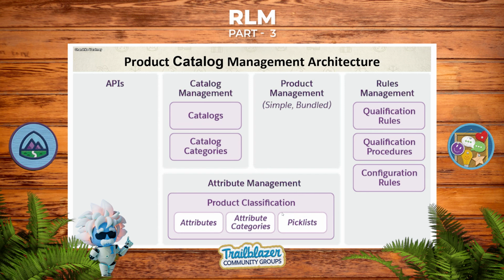And after that we come to the rules management. Using these rules, we can define the customers' eligibility and the availability of products or the product categories. So we have three rules: one is qualification rules, then qualification procedures, then configuration rules.